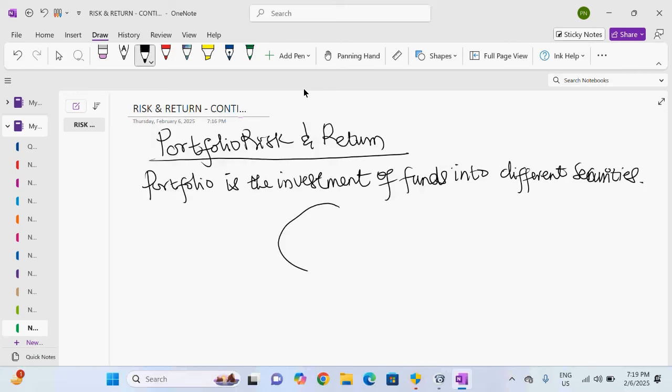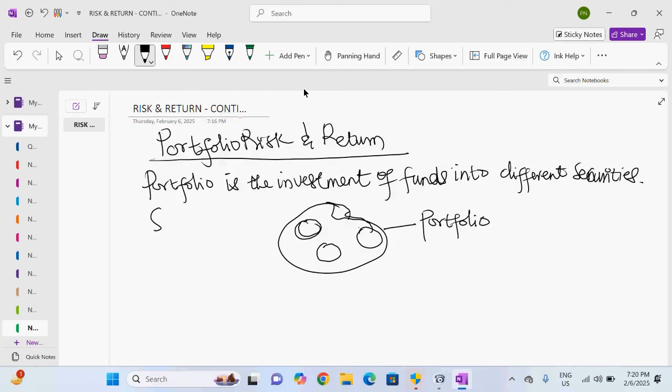So it's like having a basket, and in the basket you have onion, tomatoes, garden eggs. They are all within this basket. So the basket is known as the portfolio. It's like a group of different securities, basically investing in different securities.